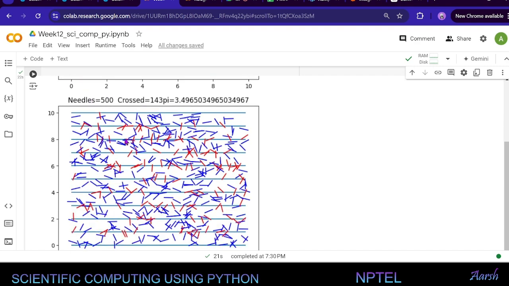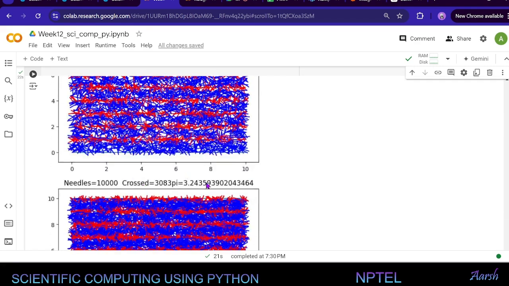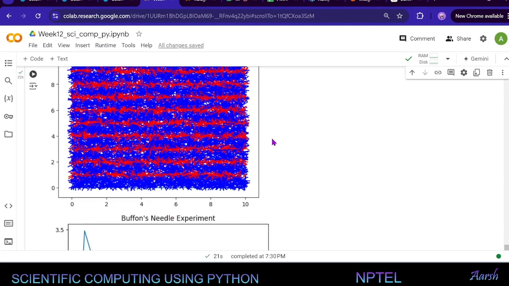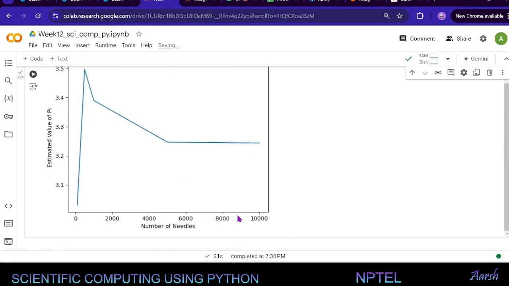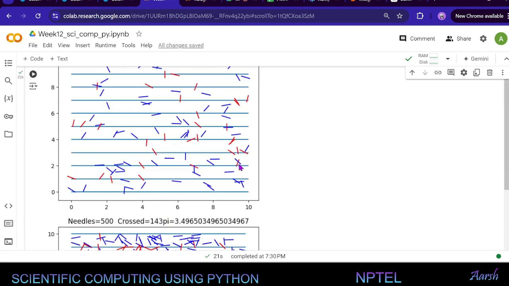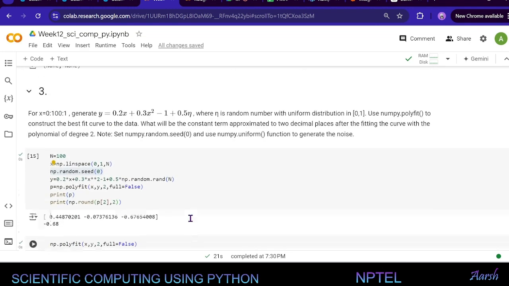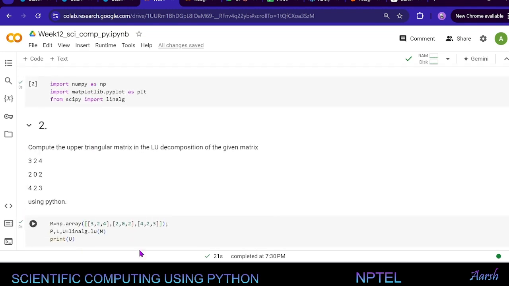And then you can increase the number of needles and hope to get closer and closer. Right, so it gives something like 3.24. And as you increase the number of needles, you get closer and closer to the true one. Okay, so this is also an example of the Monte Carlo method. Okay, so that ends the discussion.